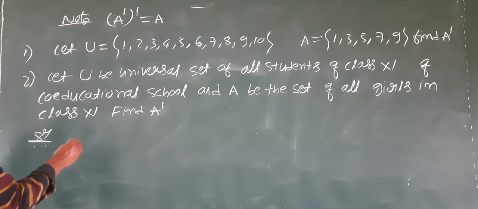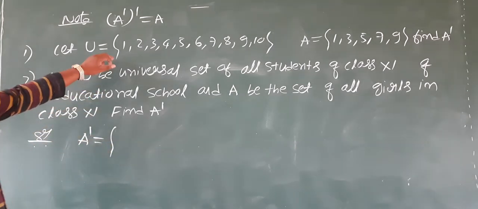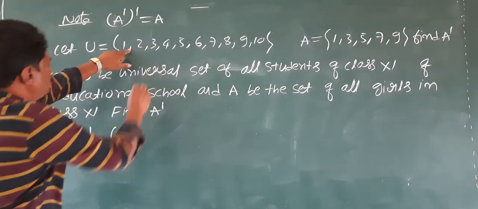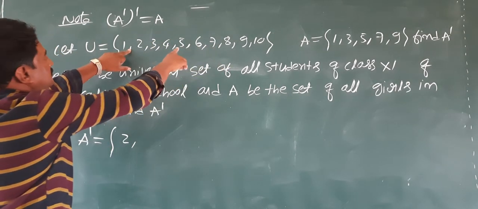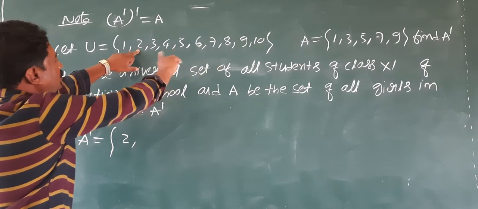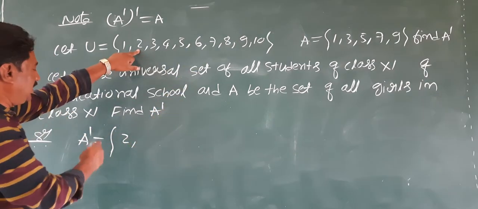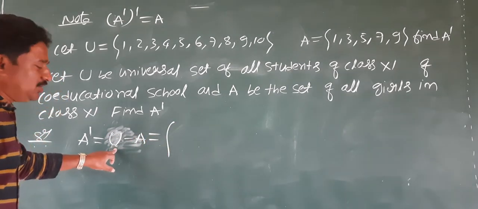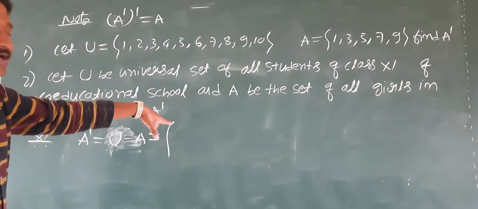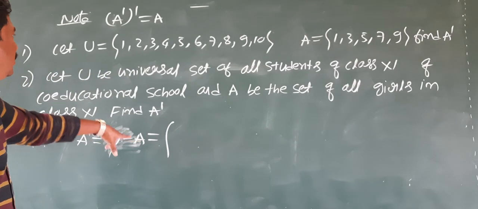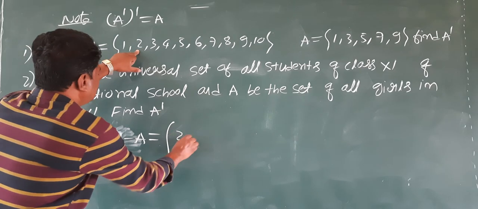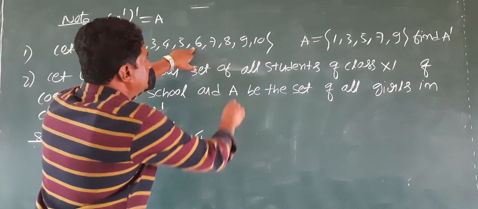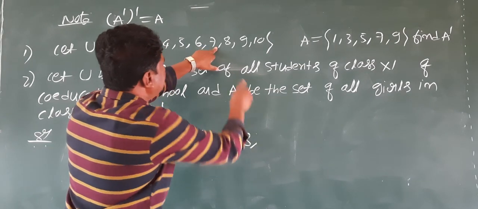Find A dash. A dash means U minus A, the elements of U which are not in A. One is there in A also, so do not write it. Two is not in A, so write it. Three is in A, so do not write it. Four, in A. Five, not in A, so write it. Six, in A. Seven is not in A, so write it. Eight, not in A.